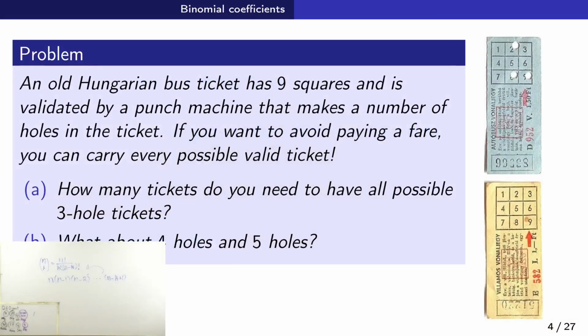Okay, so we have a fun problem to do. An old Hungarian bus ticket has 9 squares and is validated by punching a punch machine. And that makes a number of holes in this ticket. And if you want to avoid paying a fare, you can make possible valid tickets. So does that make sense? You don't want to pay for the bus, so you just make your own tickets at home. How many tickets do you need to have all possible 3-hole tickets?